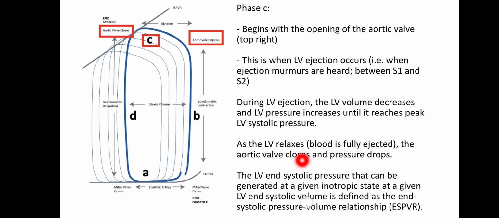So when the aortic valve closes, the pressure of the LV now drops. The LV end systolic pressure that can be generated at a given inotropy at a given end systolic volume is known as the end systolic pressure volume relationship, ESPVR. Any inotropy of the LV, any systolic pressure at a given systolic volume, is called the end systolic pressure volume relationship.